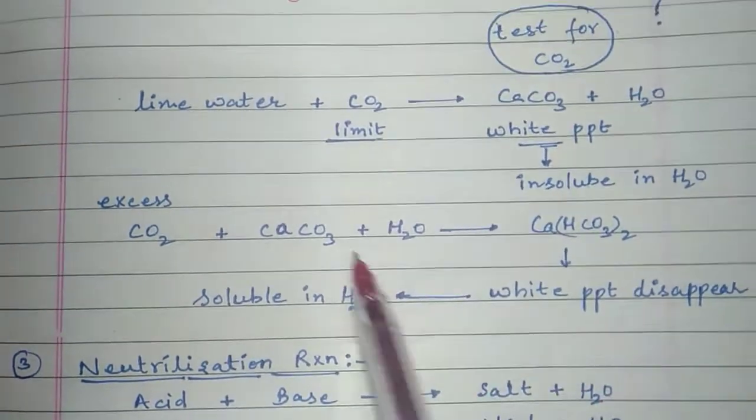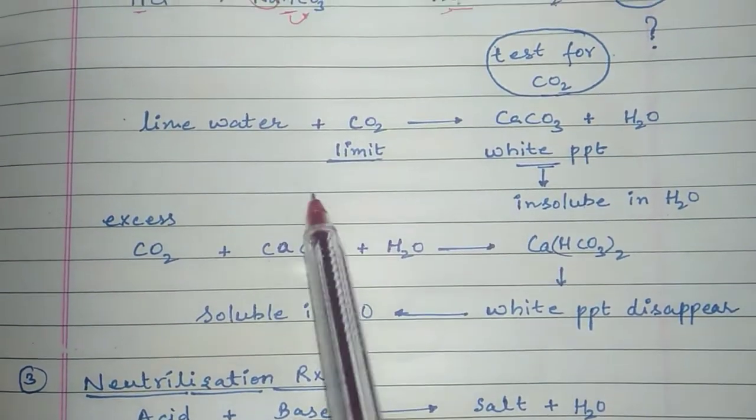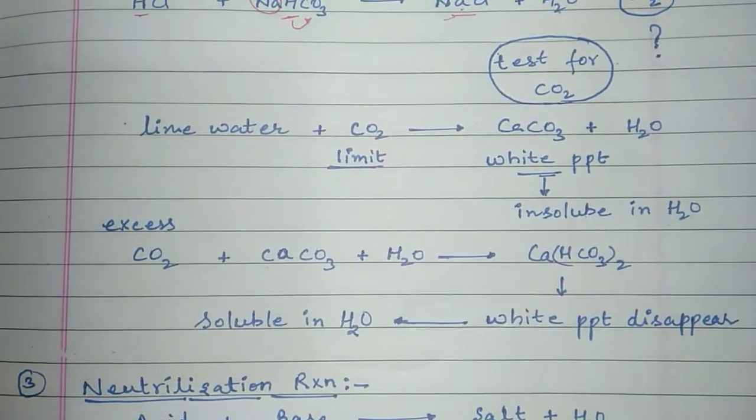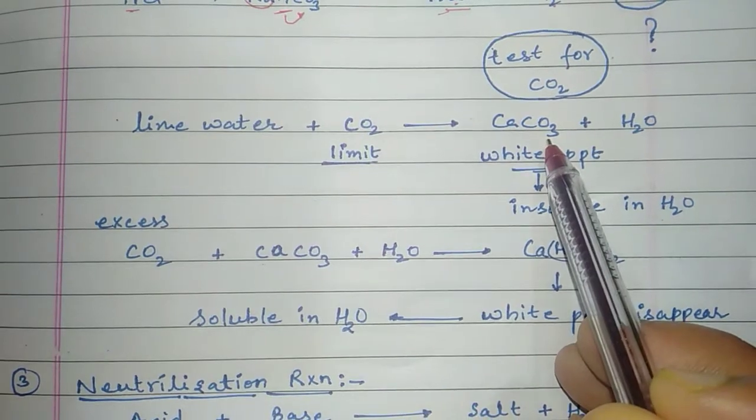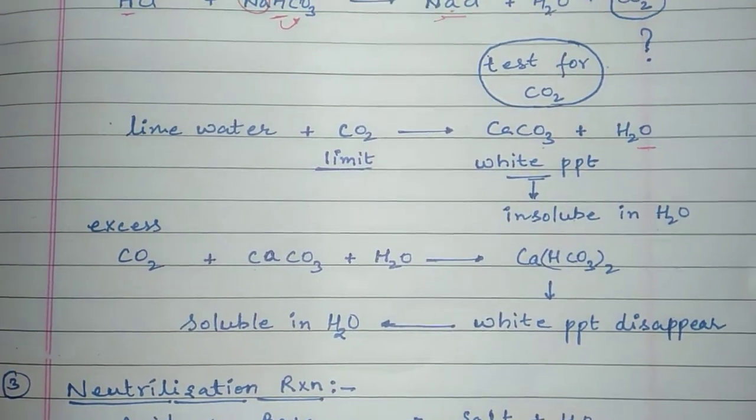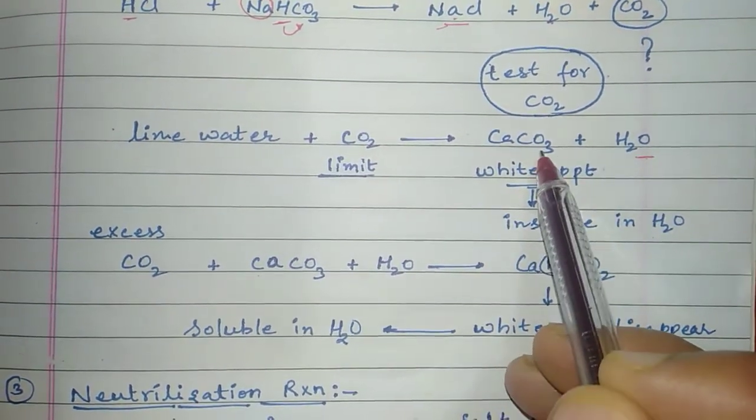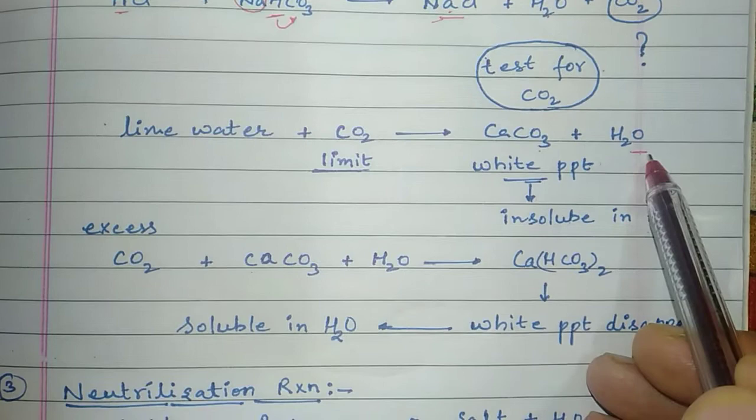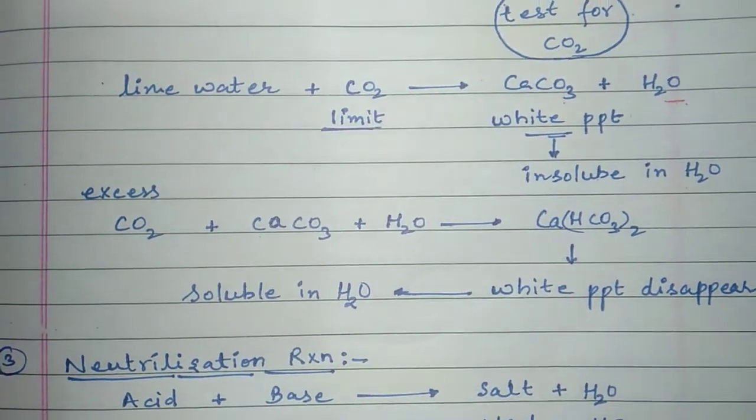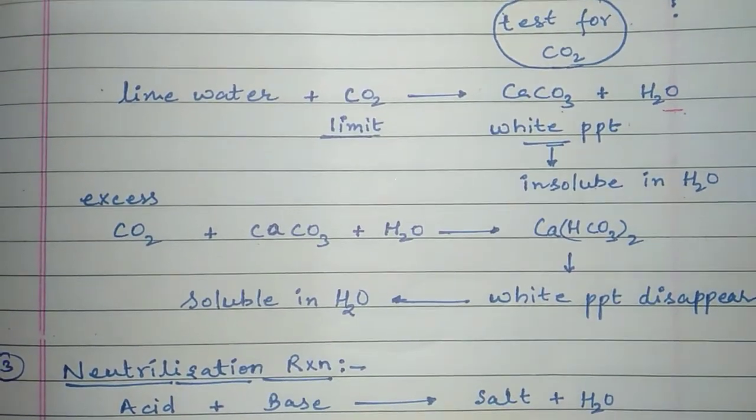Then students, we are going to discuss the carbon dioxide test further. If the CO2 is produced in a limited amount, a white precipitate is formed, that is calcium carbonate, and water is produced. And why is the white precipitate produced? Because calcium carbonate is insoluble in water. So that white precipitate will be deposited at the bottom of the test tube.